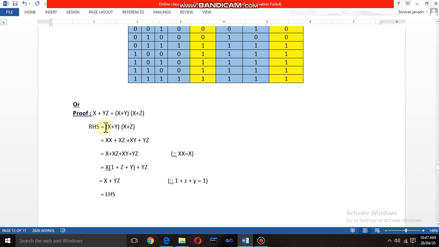Consider the RHS value, where RHS is (x or y) and (x or z), and multiply this out. This is the first step.